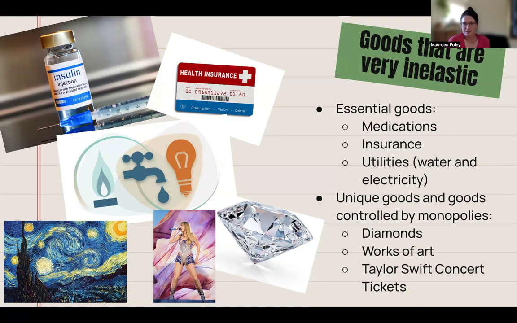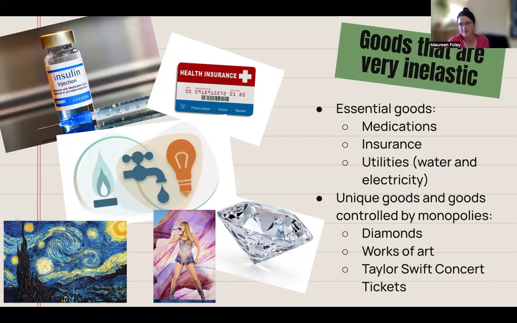Medications that are necessary. Like insulin is one of the ultimate examples of an inelastic good, because insulin-dependent diabetics need insulin to stay alive, right? So the price of insulin could be changed dramatically and people still need to buy the same quantity.